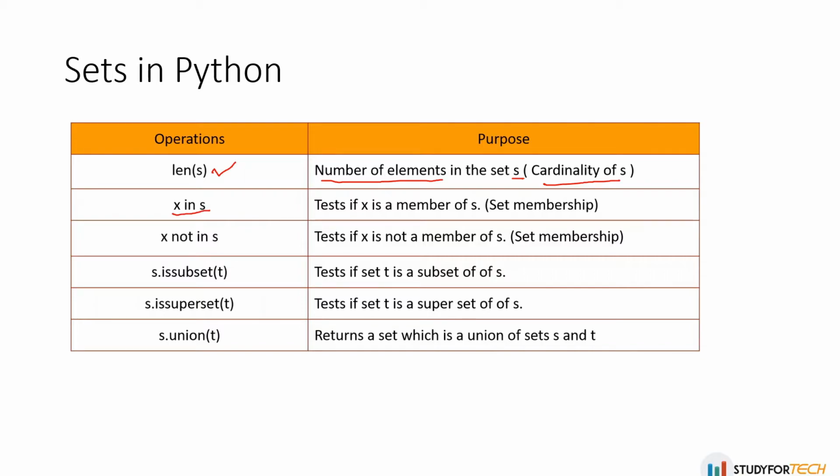x in S: this is the set, and this is one member. Let's suppose S has 1, 2, and 3. We want to check whether 1 is in set S or 2 is in S. It will tell you whether it is true or false. If it is available inside, it will tell true. If it is not available, it will tell false. Similarly, x not in S, that you can also check, in and not in. This tests if x is not a member of S, set membership.